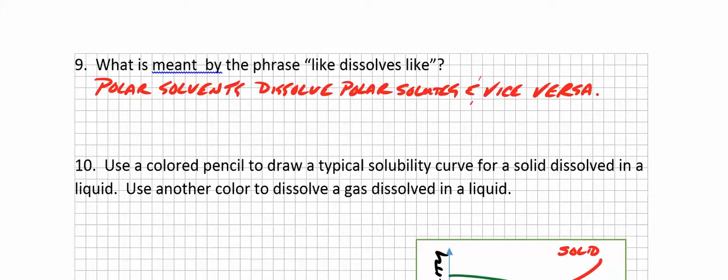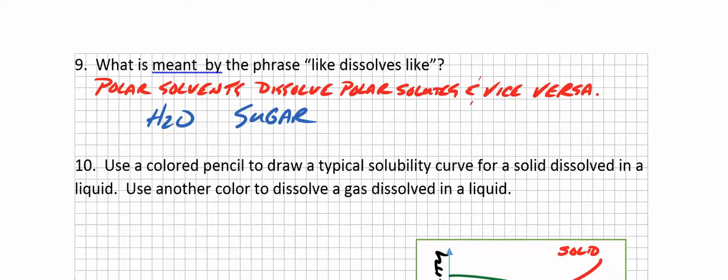Number 9, what is meant by the phrase "like dissolves like"? We've already talked about this as well. Polar solvents dissolve polar solutes, right? So for example, water, H2O, would easily dissolve sugar, right? It would easily dissolve sugar.